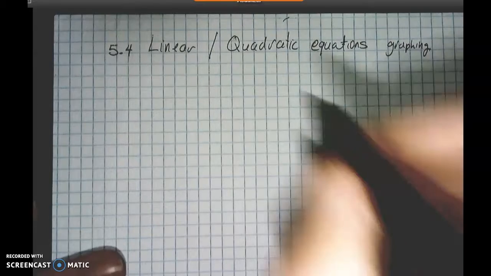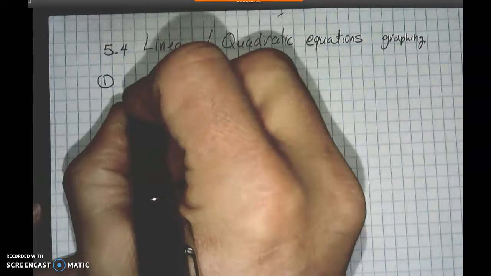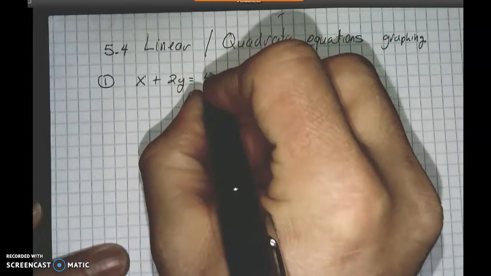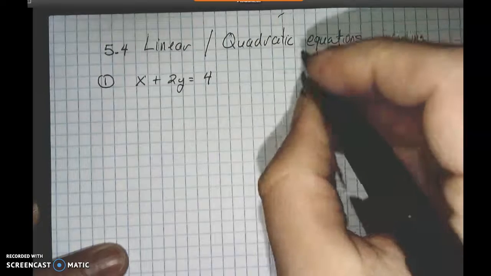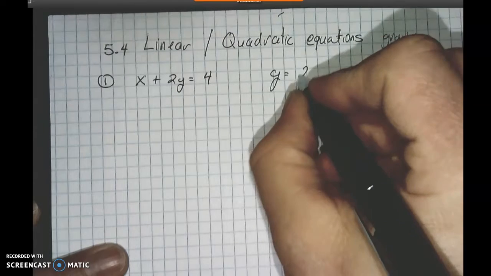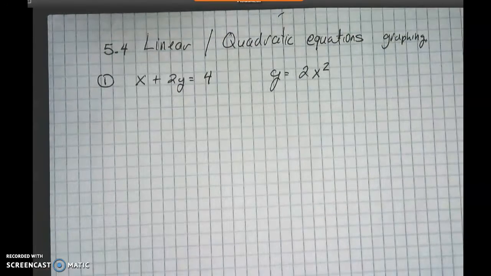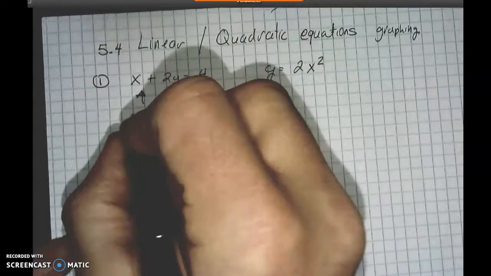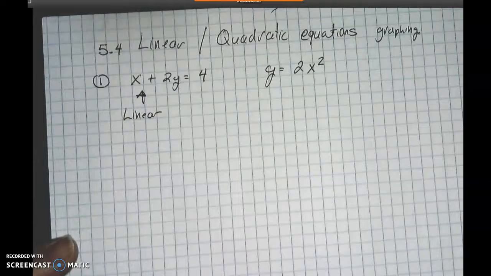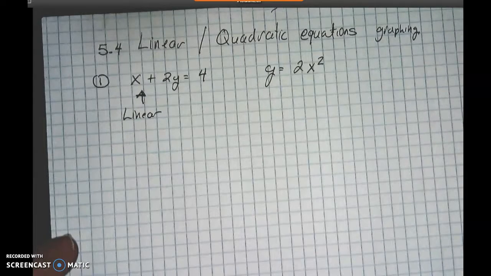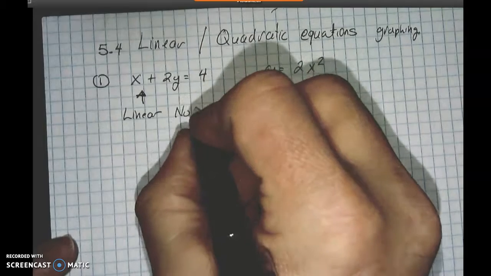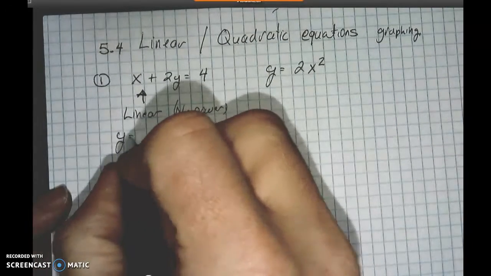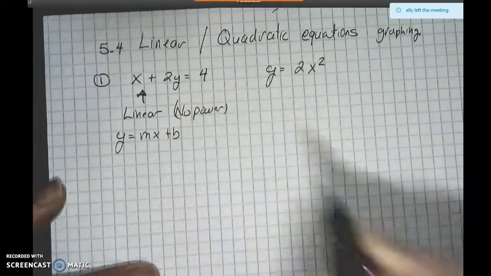Okay, so the first thing we're going to have is just x plus 2y is equal to 4. And then we're going to have y is equal to 2x squared. Okay, so first of all, we know this is a linear equation because it has no power. There are no powers to it, okay? So we want to eventually change this to y equals mx plus b, okay?